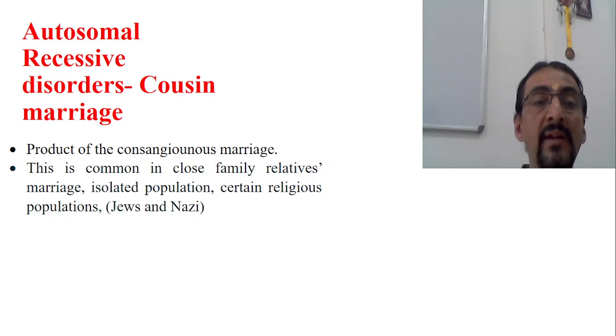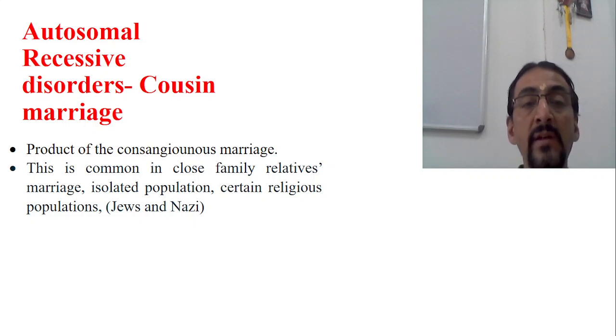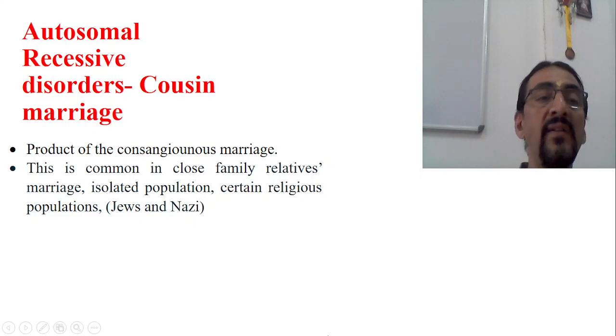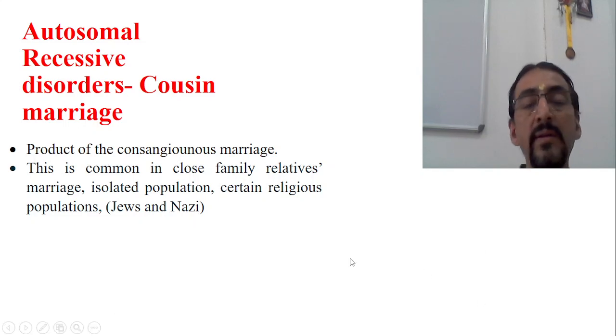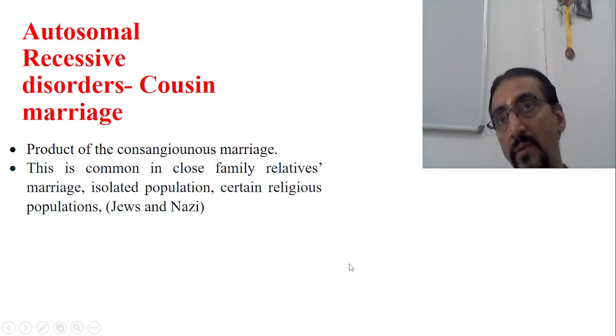and this is quite common again in isolated populations, close family relative marriage, and certain religious populations, and also especially Jews and Nazi previously. So in such a community, this is more common. So these are some of the basics. We have got a lot of things to learn about autosomal recessive disorder. This is one of the basic classes.